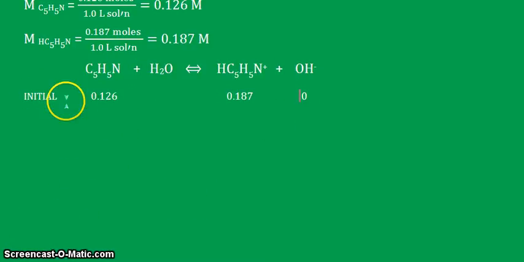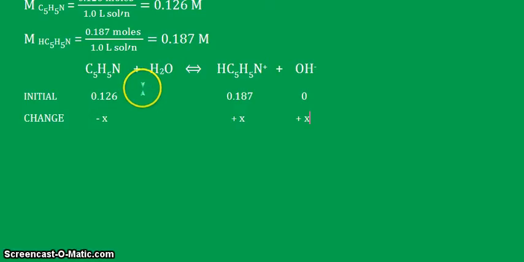Okay, so we start with the initial. So initially we have 0.126. Now remember, we will be using the molarity, or the molar concentration of our species in this ICE chart. So you must take note of that. So for the pyridine, we have 0.126. We start with that. Then our conjugate acid is 0.187. Of course, the hydroxide anion will then be 0. We will not be taking note of water because that was just the solvent in the solution, and later on in the equilibrium equation it will not be used either. Okay, so this is then followed by your change.